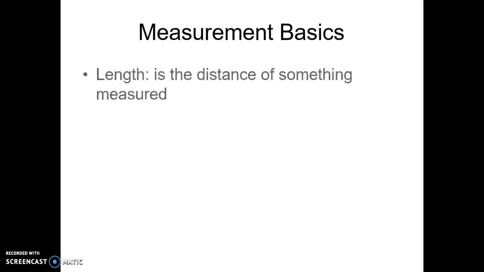So starting with the basics of measurement, we have length. It's the distance of something measured. If you're driving a car and you have covered a distance of 24 miles or 30 kilometers, you're talking about length. So it's a kind of distance from one point to another.